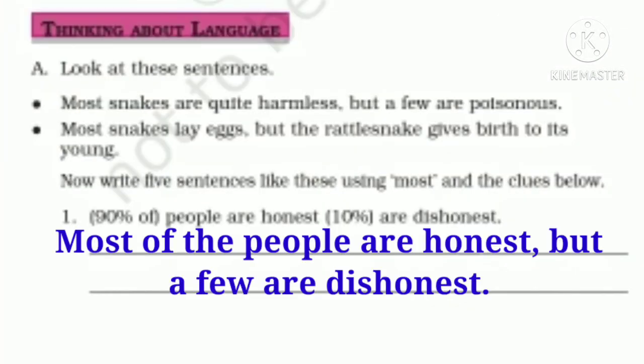Now, look at these following sentences. Most snakes are quite harmless, but a few are poisonous. Most snakes lay eggs, but the rattlesnake gives birth to its young. From the examples, the same way we need to write these sentences, starting with most. Your first sentence is 90% of people are honest, 10% are dishonest. So, how do we write? Most of the people are honest, but a few are dishonest.